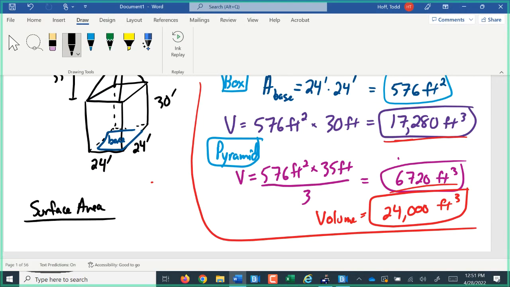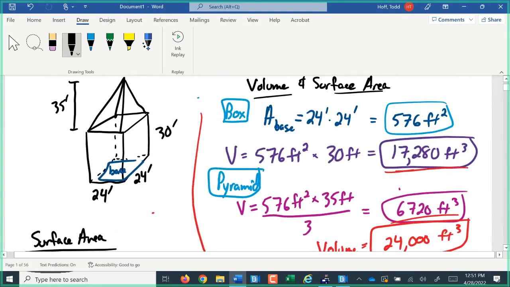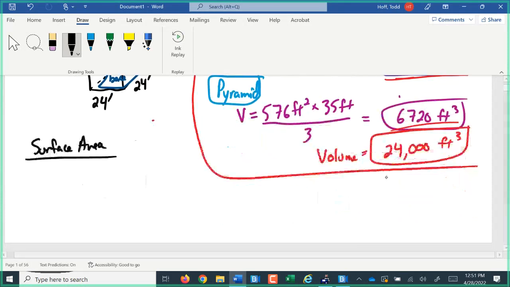Do I need the area of a base for the box? Yes, one of them I do. Normally I'd have two bases for the box, but the top one is covered by the pyramid. So I do have the area of the base of 576 square feet. So we do have to have that once.